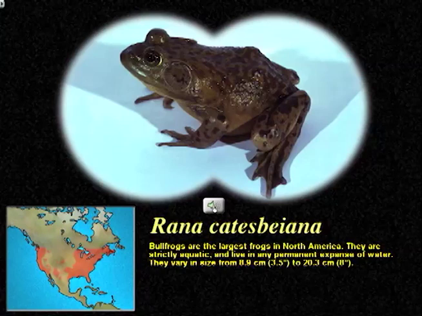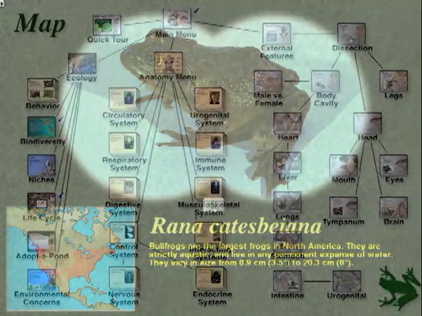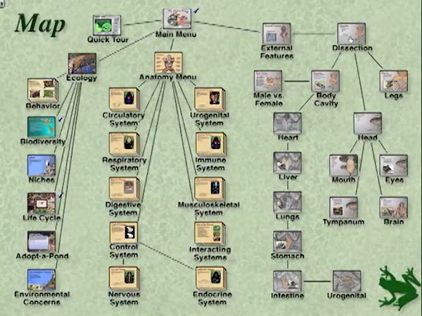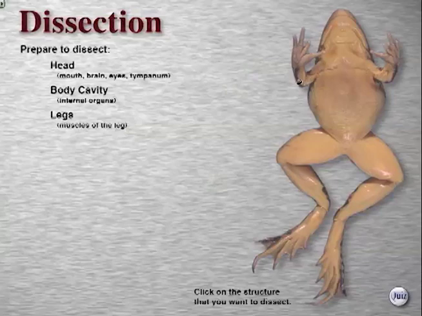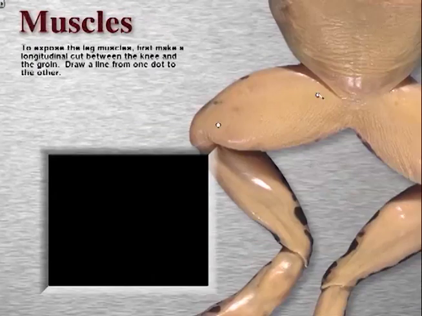I love Digital Frog's ecology section because it reminds students that these animals are alive. Biology is the study of life, not dead things, and living frogs make a lot of noise. So now let's start dissecting. We could begin with the head, or the body cavity, or the legs. Well, let's do the legs.